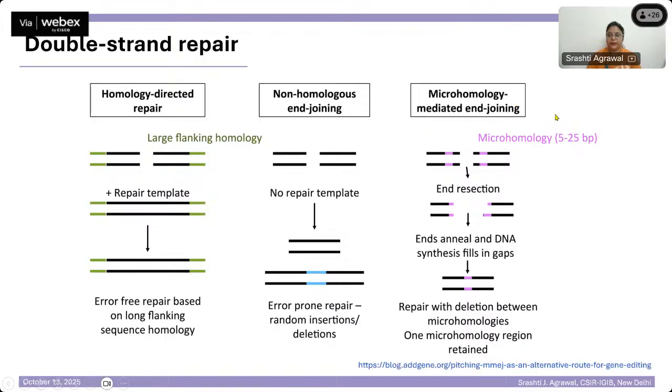Then we have microhomology mediated end joining, in which small areas of homology, which are called microhomology, from 5 to 25 base pair, are searched near the error. And when the microhomology regions are found, it's made sure that the end resection happens. That is, staggered ends are created, which are also homologous to each other, so that the ends can anneal and DNA synthesis can occur and thus take care of the gaps.